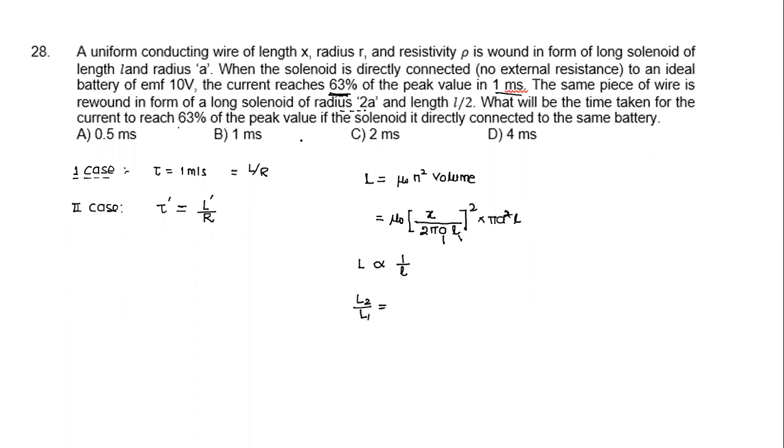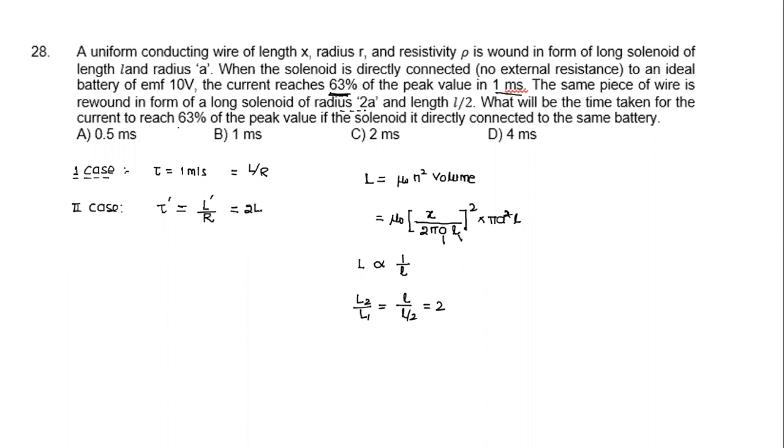First case, second case, what is the length here? Length is L by 2. L2 by L1 will be equal to the initial length divided by the final length. This is inverse proportion, so L divided by L by 2 is equal to 2. So what is happening in this case when it is rewound? When the length becomes half, inductance becomes double. This L dash is equal to 2L.